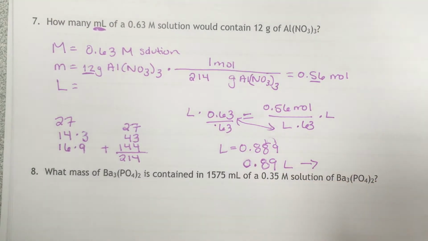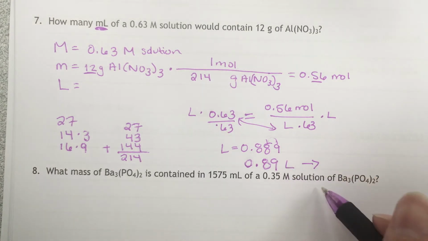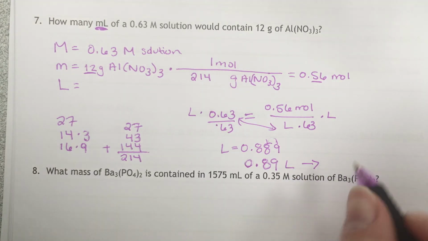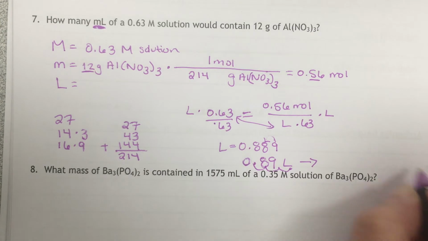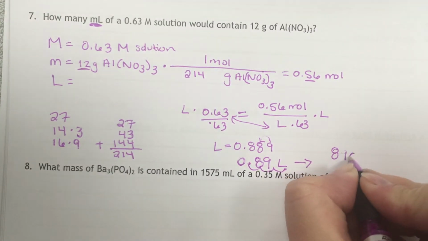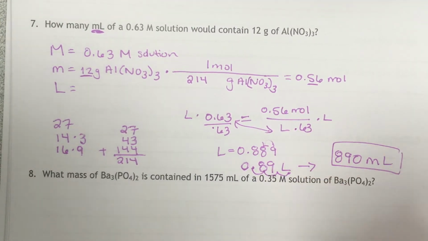So you can do dimensional analysis to do this. You would know that liters here, you would put 1 liter down here and 1,000 milliliters here, or you can just move the decimal over 3. So then you would have 890 milliliters as your answer.